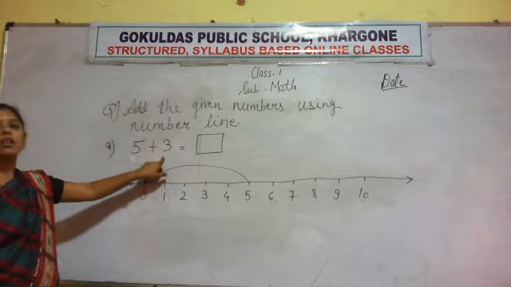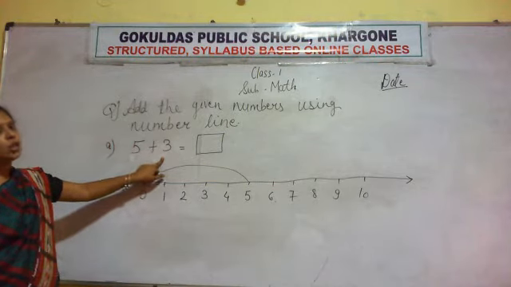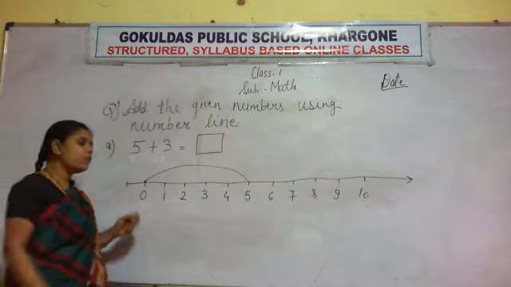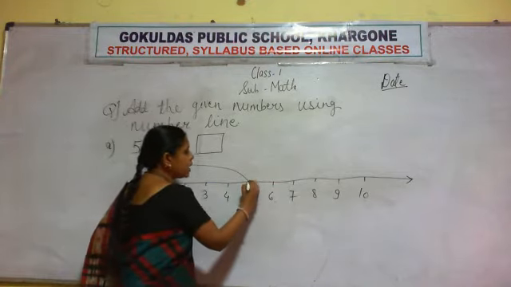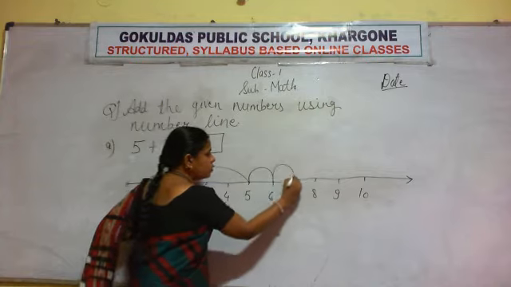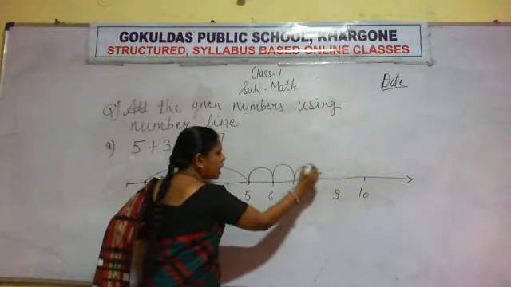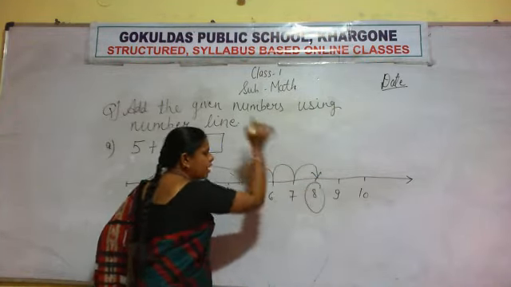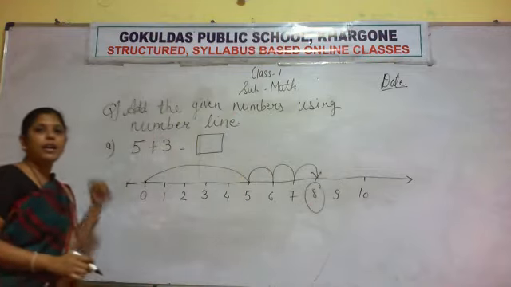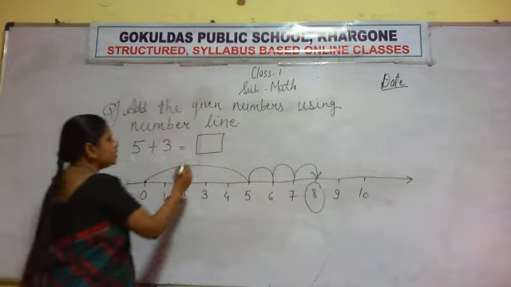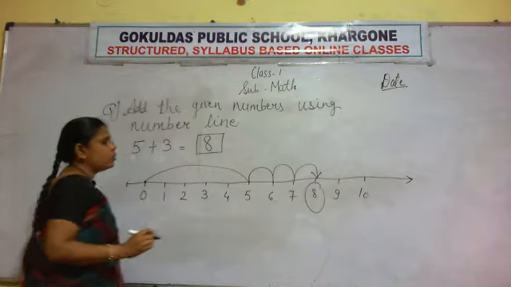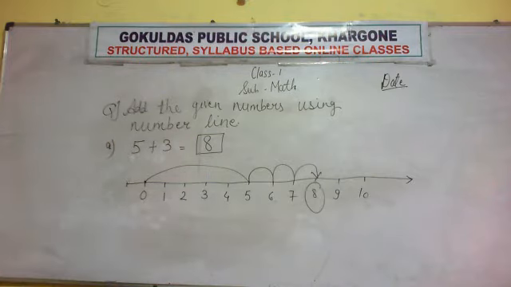How many steps we have to move depends on the second number. So what is the second number here? The second number is 3. So we have to move 3 steps. So move 3 steps. 1, 2 and 3. कहाँ पहुँच गए? At which number are you? We stop at number 8. So what is our answer of 5 plus 3? It is also 8. Write fast.